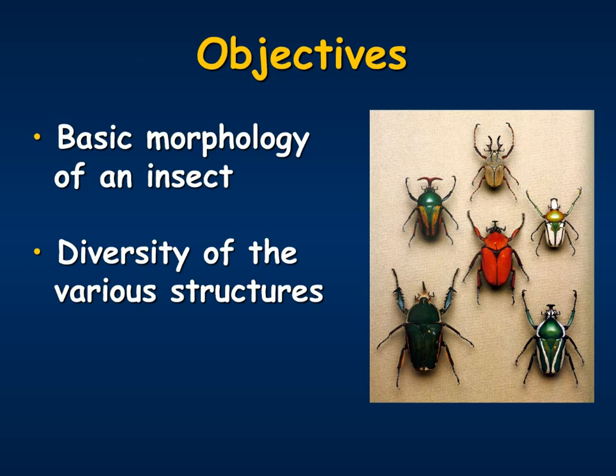Now you'll notice with this picture here on the right-hand side that it demonstrates how diverse insects can be, even among one order, in this case the Coleoptera, or beetles.